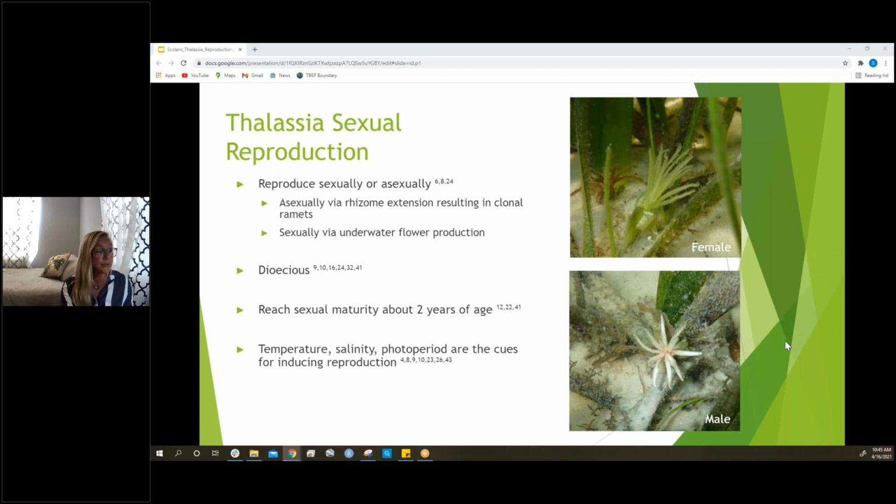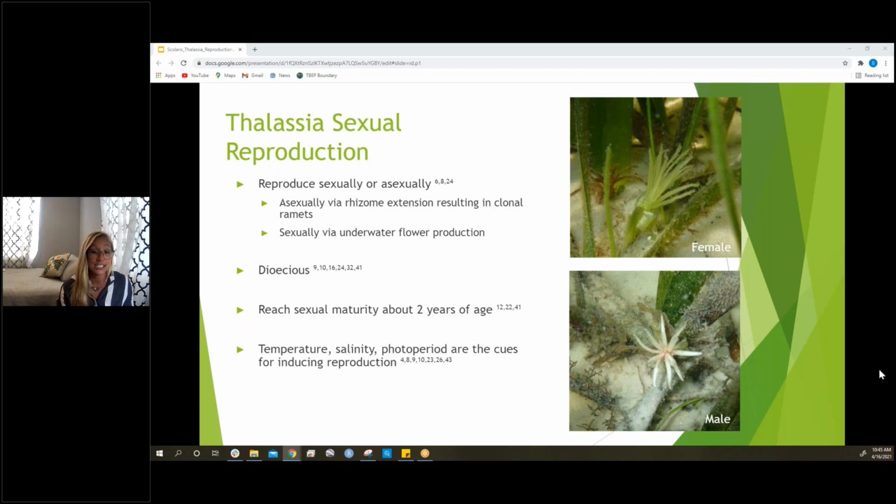And then the bottom photo displays a male, typically white with purple to pink spots on them. Both are about the size of a quarter, so they're pretty easy to spot if you're like me and have your head deep in the seagrass beds. Males can produce up to 5 flowers in one season, while females typically only produce a solitary flower.